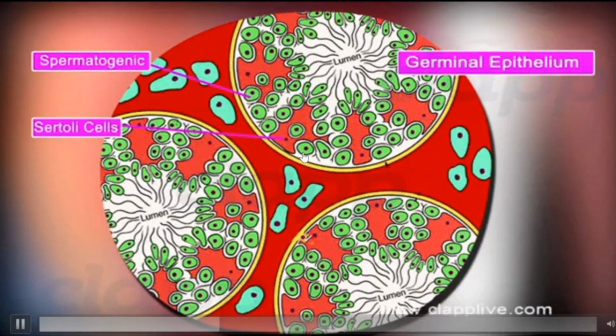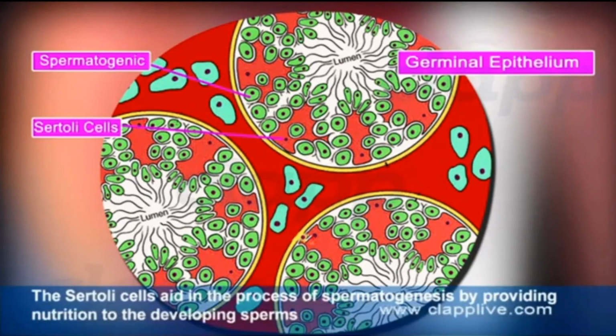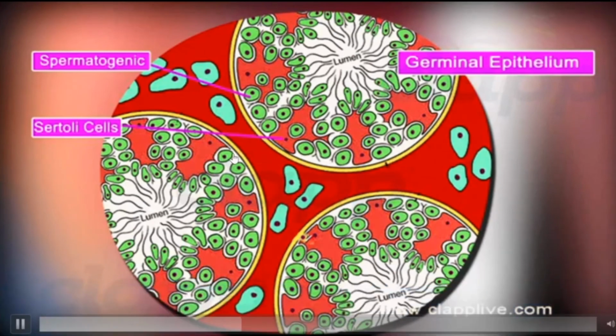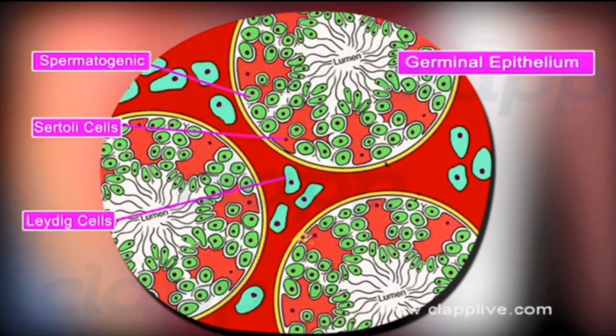Spermatogonia, or the sperm mother cells, produce sperms. Sertoli cells aid in the process of spermatogenesis by providing nutrition to the developing sperms. The interstitial spaces between the seminiferous tubules contain small groups of large polygonal cells termed Leydig cells or interstitial cells. They secrete male hormones called androgens, especially testosterone.